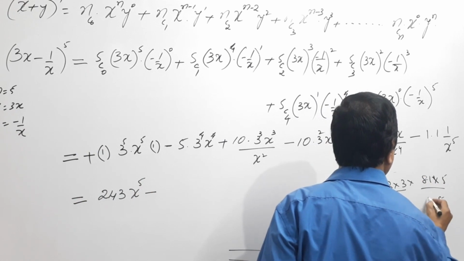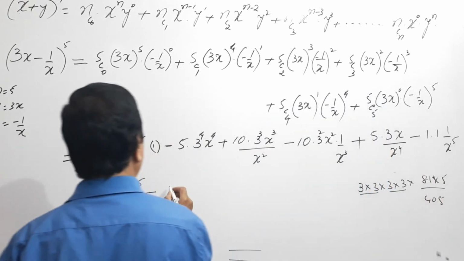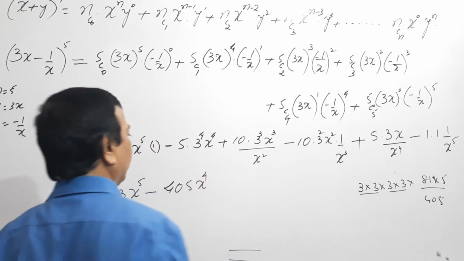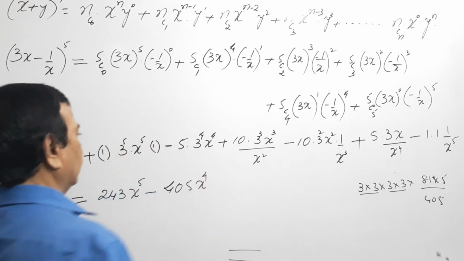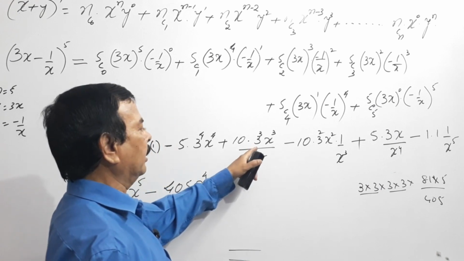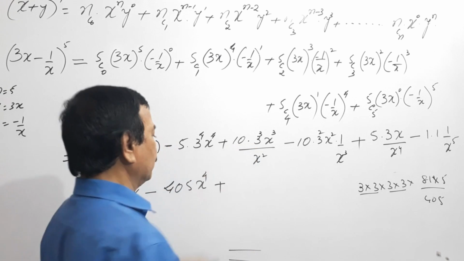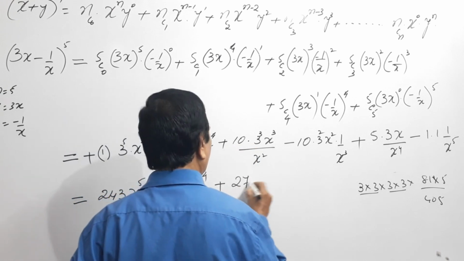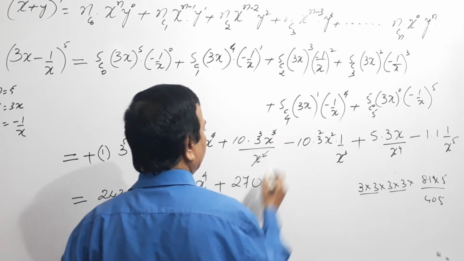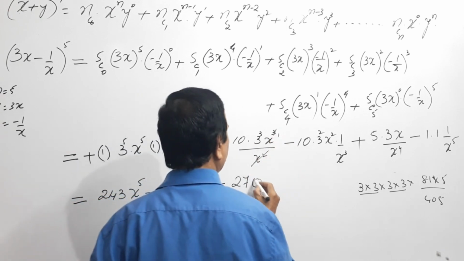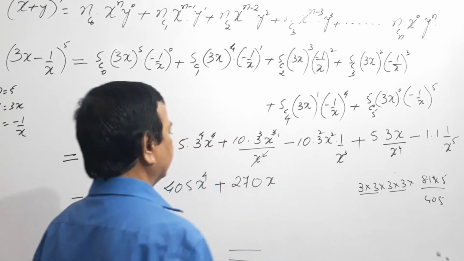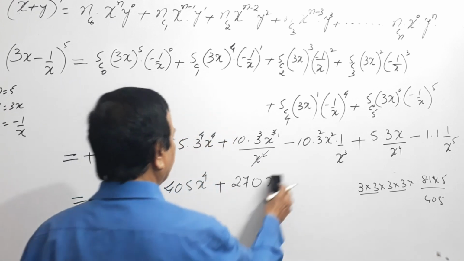5 ones are 5. 5 8s are 40. This becomes minus 405 x to the power of 4. Done. So plus 3 3s are 9. 9 3s are 27. 27 to 10 is 270. Here 1 cancels here. So 1. So this becomes 270 x. Correct?